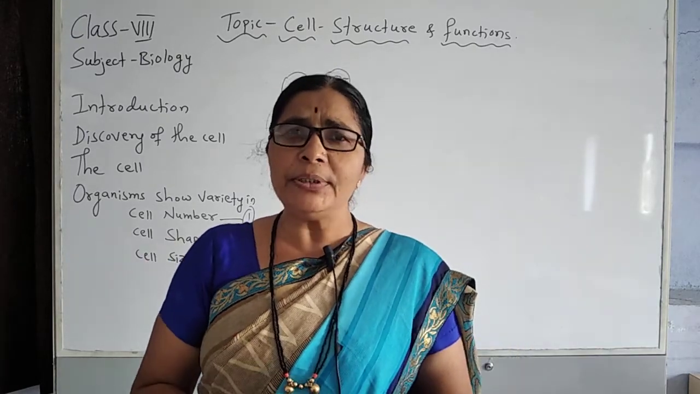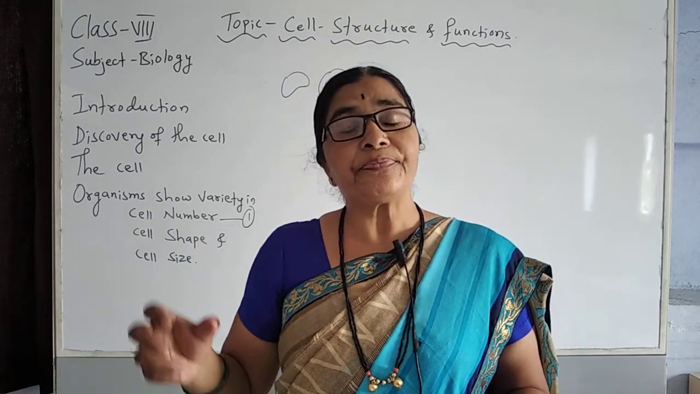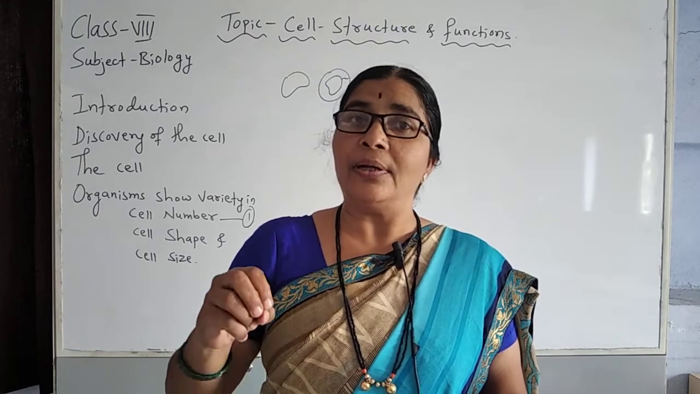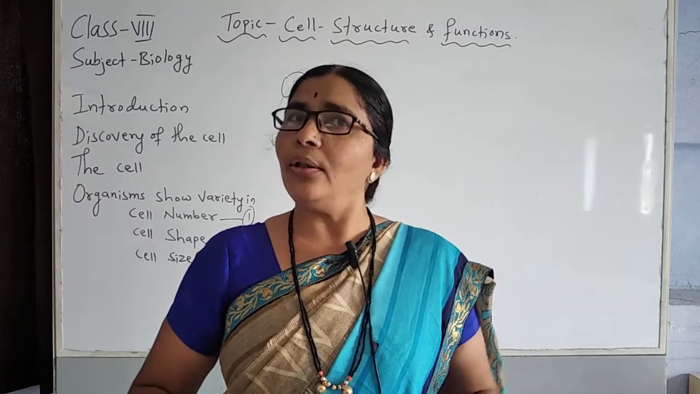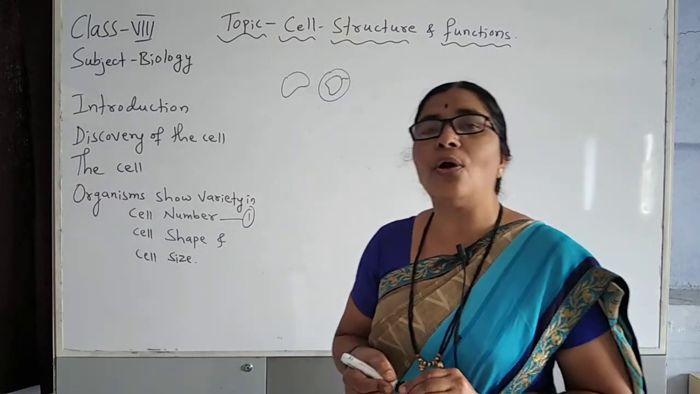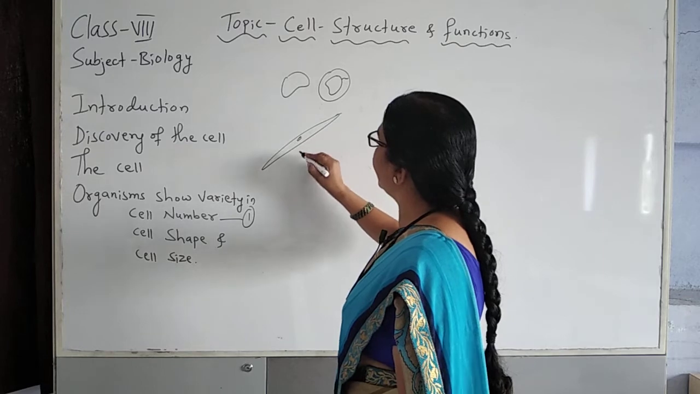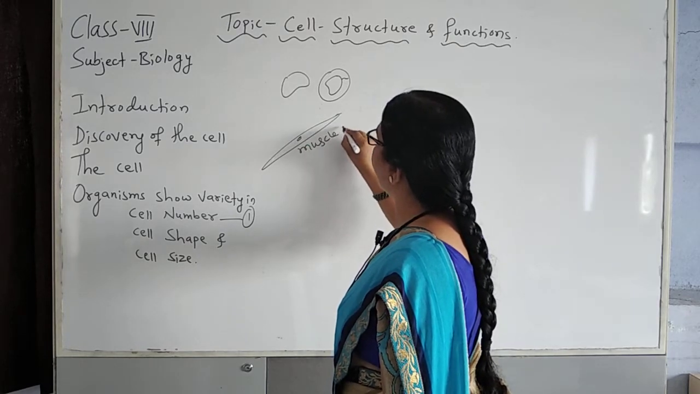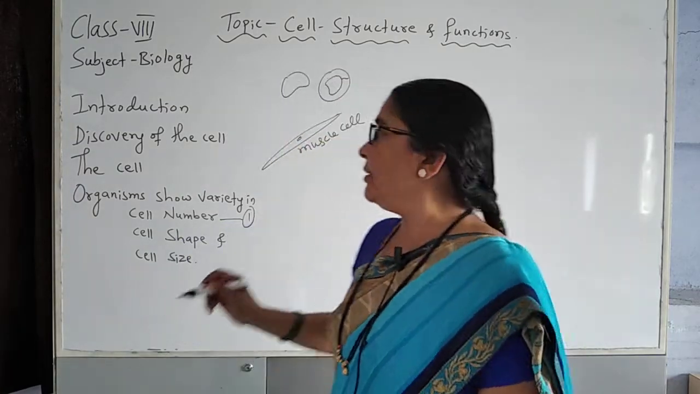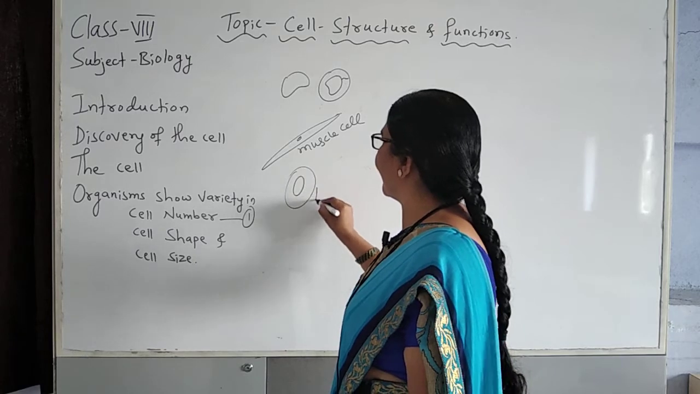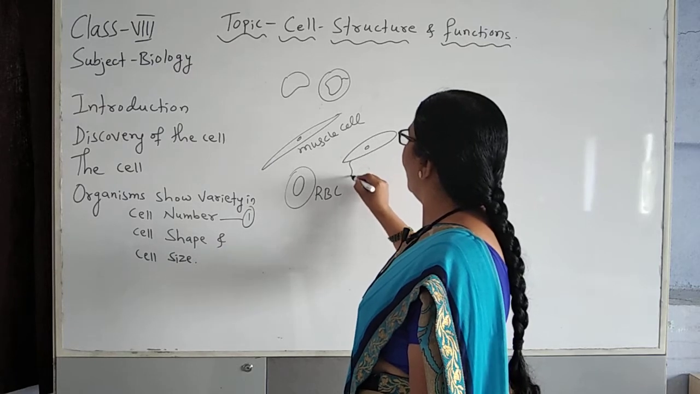On the other hand, the WBC acts as part of the immune system. It goes in search of microbes. To kill the bacteria, it goes on changing its shape. Next, on the other hand, different shapes of cells: spindle shaped muscle cell, RBC, red blood cell, bone cell.